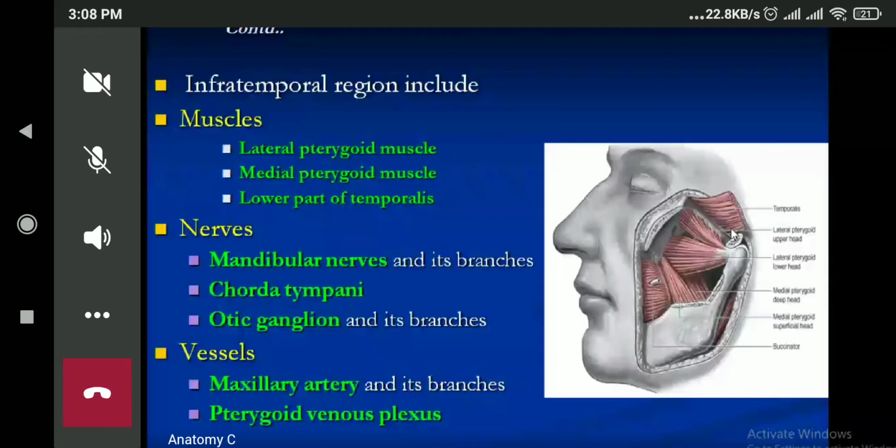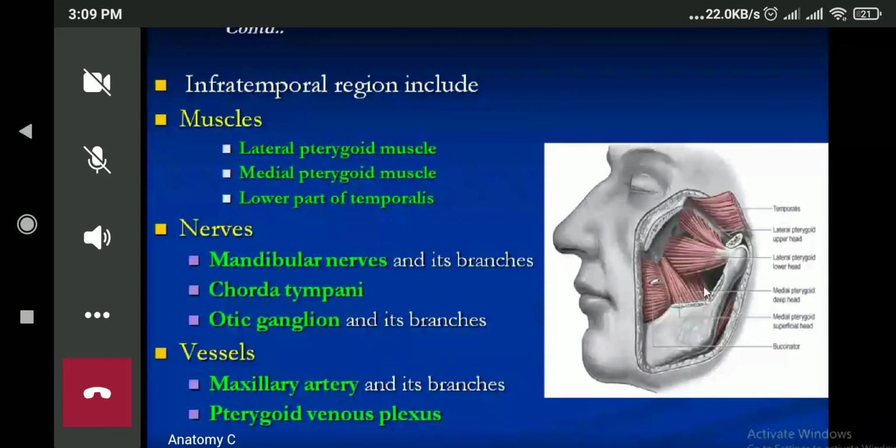But the masseter is present outside the ramus of the mandible, on the outer surface of the ramus of the mandible. So the masseter is not a content of the infratemporal region, because the lateral boundary of the infratemporal region is formed by the ramus of the mandible. Now talking about the nerves, we have the mandibular nerve, chorda tympani, otic ganglion, and vessels: the maxillary artery and pterygoid venous plexus.